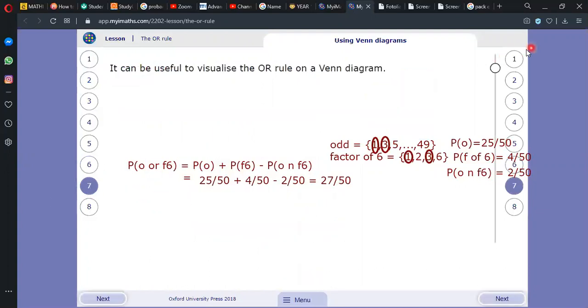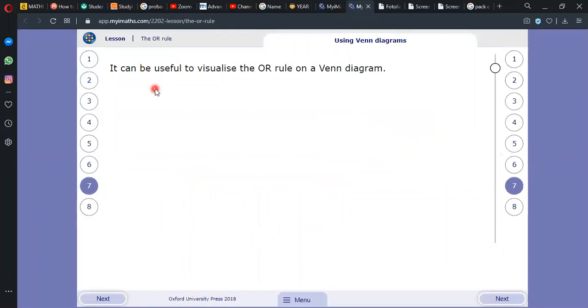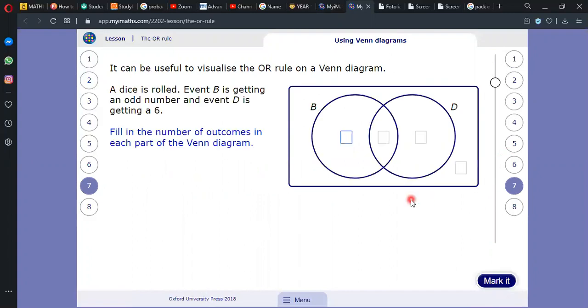Now, it can also be useful, guys, to visualize the OR rule on the Venn diagram. Very useful. Now you can see that a dice is rolled. Event B is getting an odd number and event D is getting a 6. The odd numbers that we have on the dice is 1, 3, 5, and that's 3 numbers. There's only one 6. There's nothing common. We don't have any common outcome between the two events. So the overlap has to be 0.